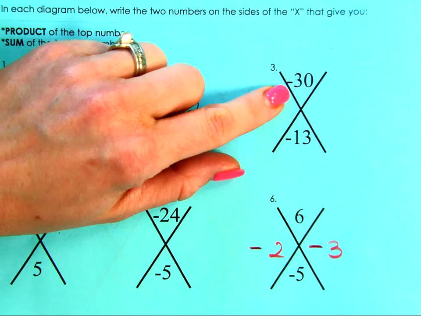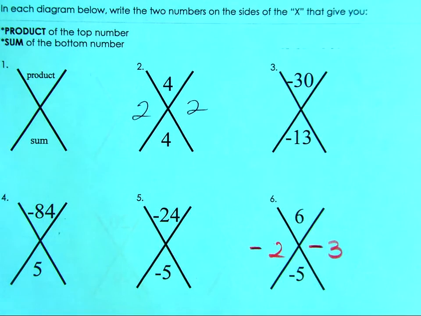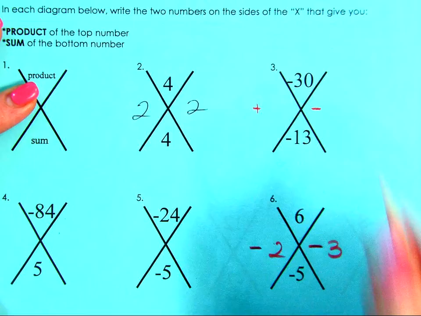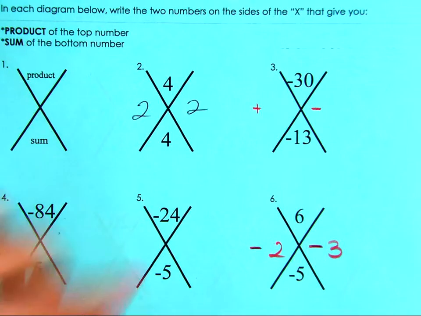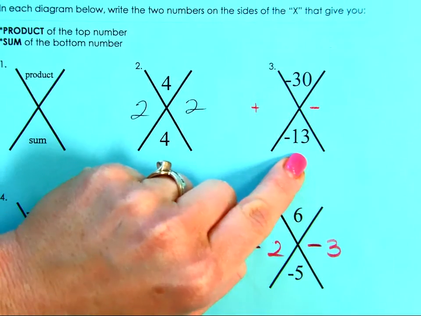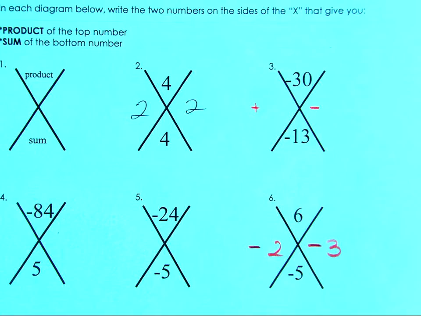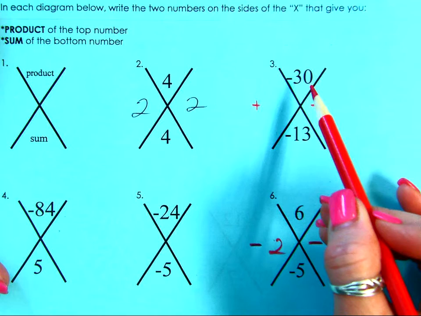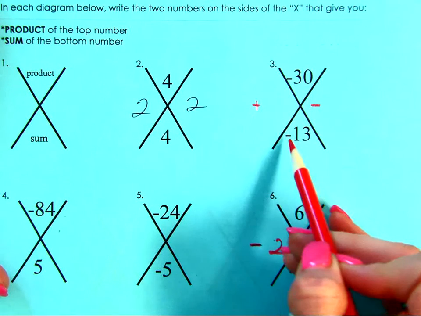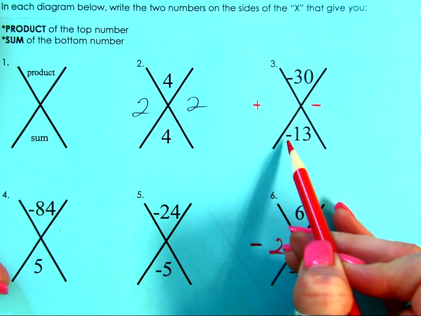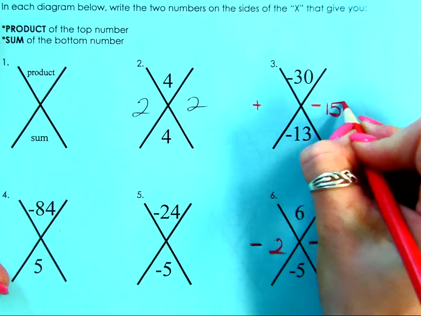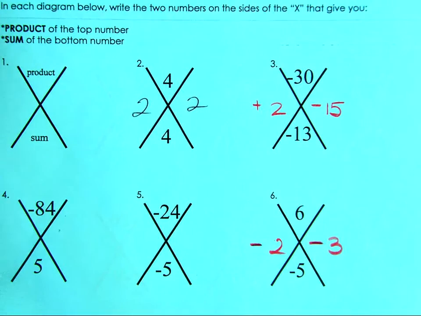When your product is negative, remember what I said that means? The only way to get a negative product is a positive times a negative. And then, I'm not adding them to get 13. I'm subtracting. So you would think 10 and 3, but I have to add them, or subtract them rather. So I'm going to use what? 15 and 2? Okay? And then that negative 13 means that I want my sum to be negative. So I'm going to take the bigger number and put it with whatever sign I want it to be.